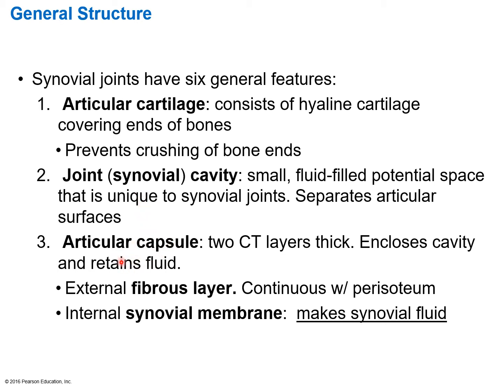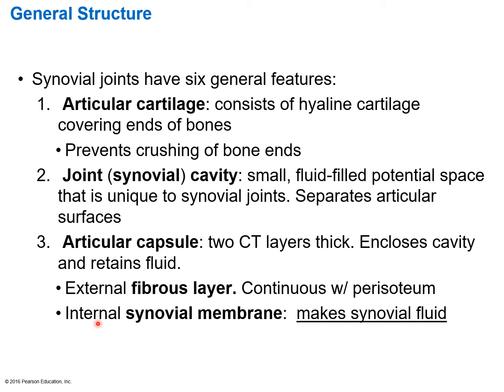Another structure that you're going to find is called the articular capsule. The articular capsule is actually made of two connective tissue layers. You have an external layer and an internal layer making up this articular capsule. The external layer is a fibrous layer, and it is going to be continuous with the periosteum. You remember the periosteum. Periosteum is the membrane that lines bones. All right, and we're going to see how that is here in a minute.